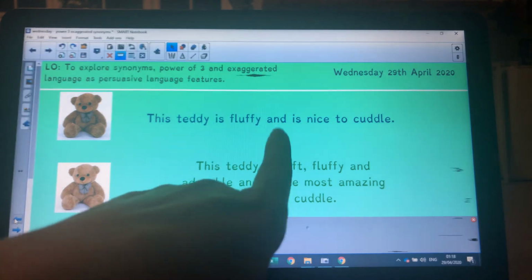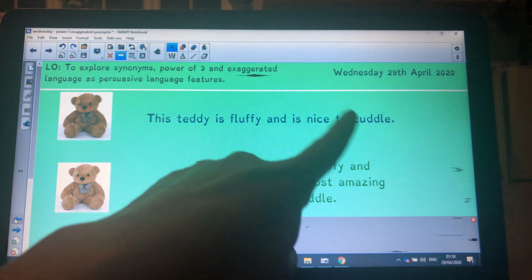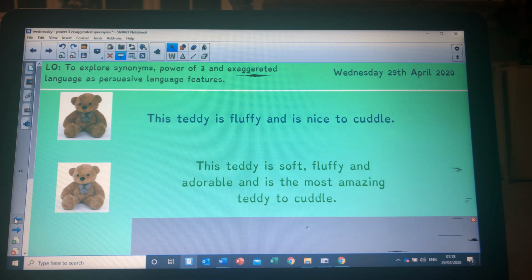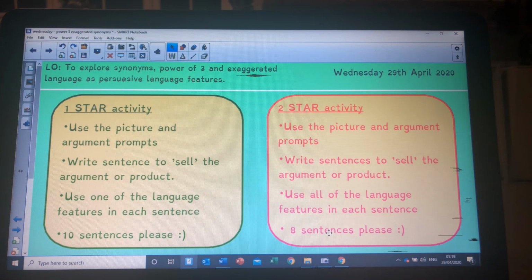This is me using the 3 language features. I've used synonyms, I've used power of 3, and I've used, excuse me, I've used exaggerated language. Okay, so that's an example of a 2-star. Okay, and because your sentences will be longer, I just want 8 sentences, please, okay? And again, you do not need to use the picture and argument prompts if you don't want to. You are free to write about what you want to write about, as long as it's appropriate. They're just there to help you if you need a guide.